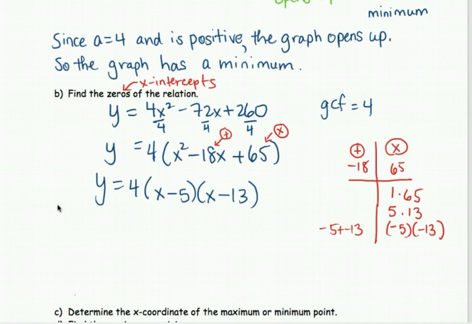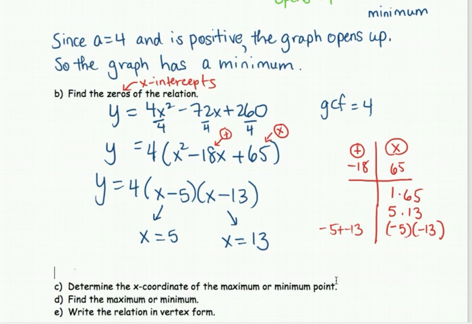Good. Okay, so then the question asks for the zeros. So this is what we did last day. Once we got to the factors, we popped out the number with the opposite sign. So positive 5, positive 13. Okay, so from there, we need to figure out the x-coordinate of the max and min.